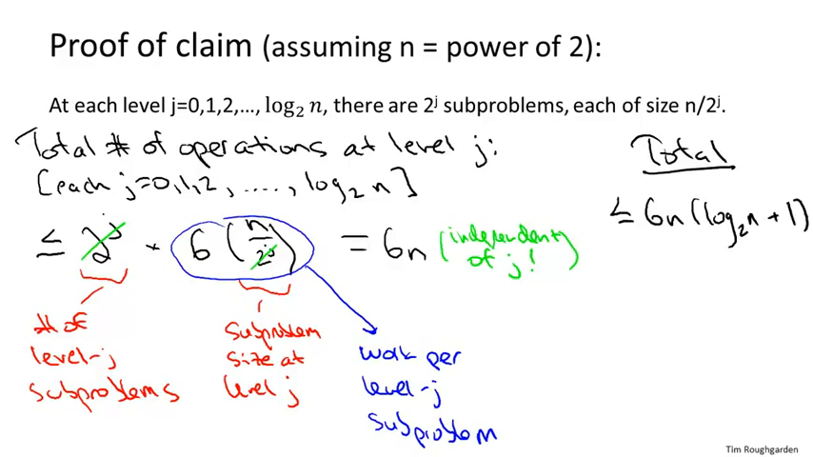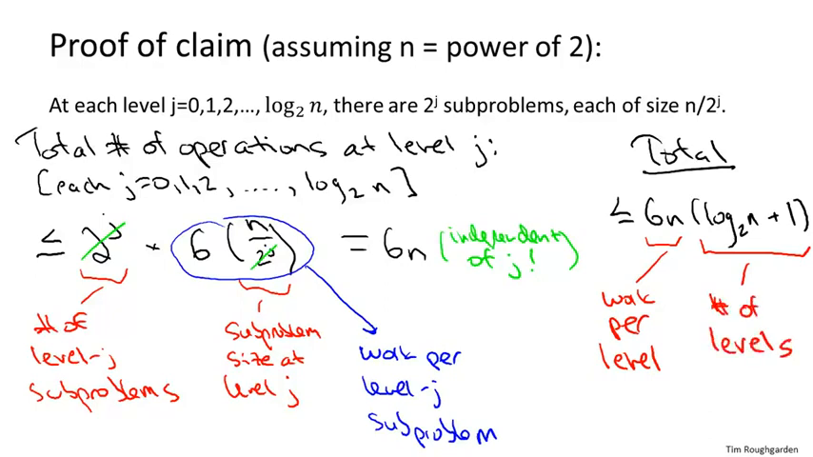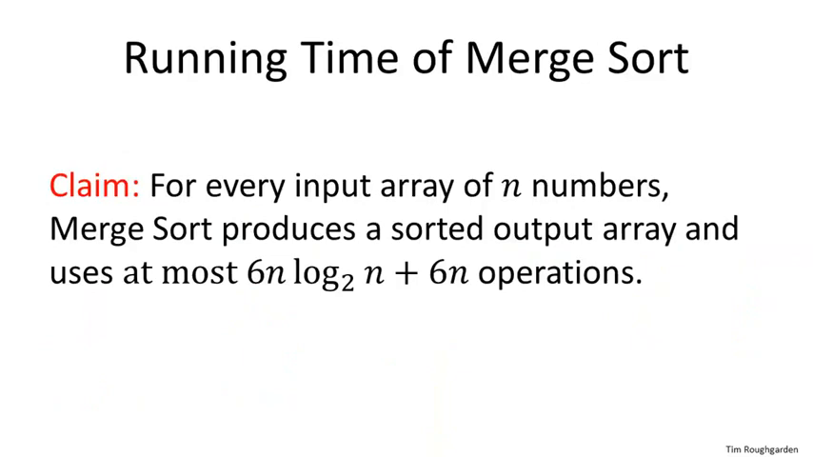We just take the number of levels, and we know what that is. It's exactly log base 2 of n plus 1. Remember, the levels are 0 through log base 2 of n inclusive. And then we have an upper bound 6n for each of those log n plus 1 levels. So if we expand out this quantity, we get exactly the upper bound that was claimed earlier, namely that the number of operations merge sort executes is at most 6n times log base 2 of n plus 6n.